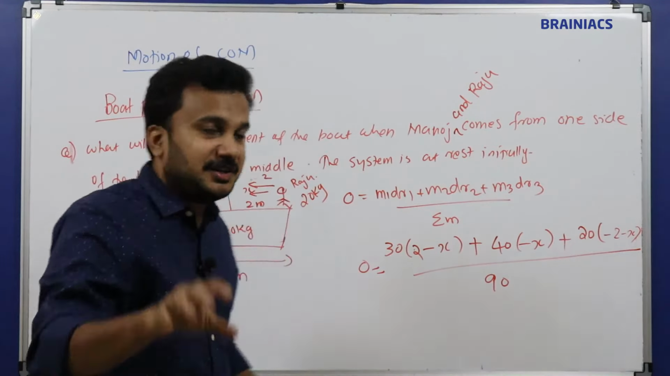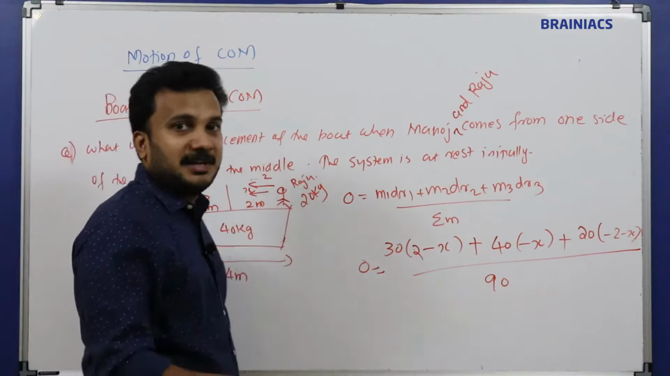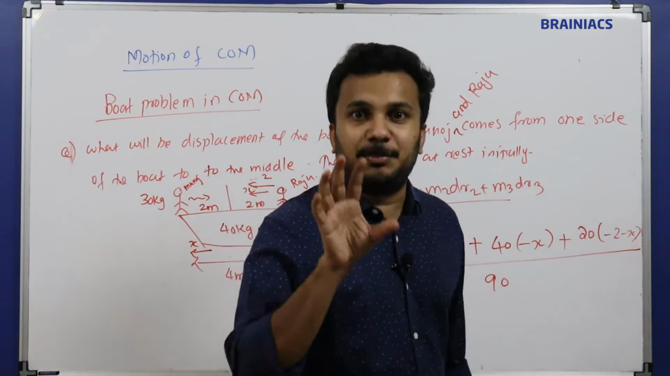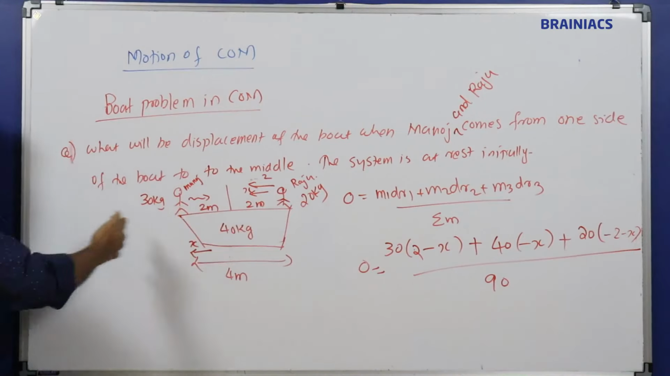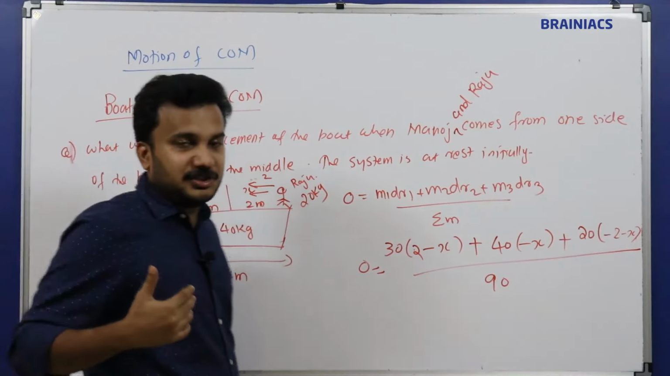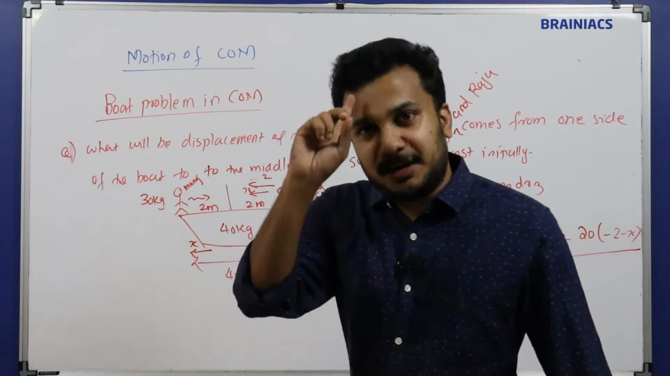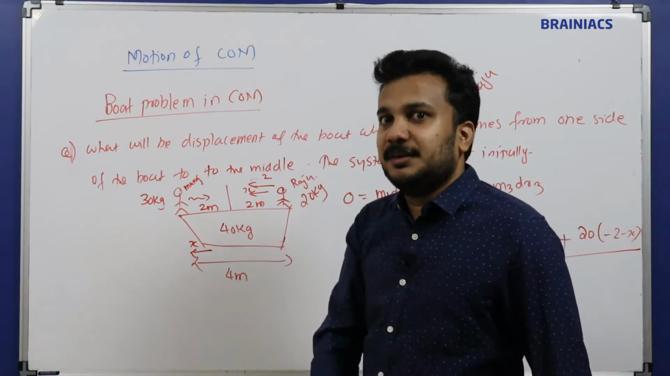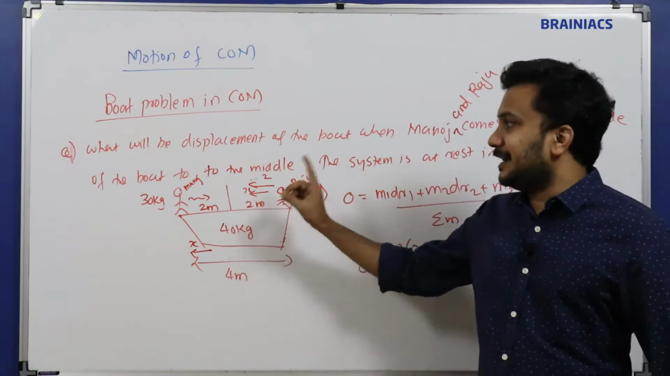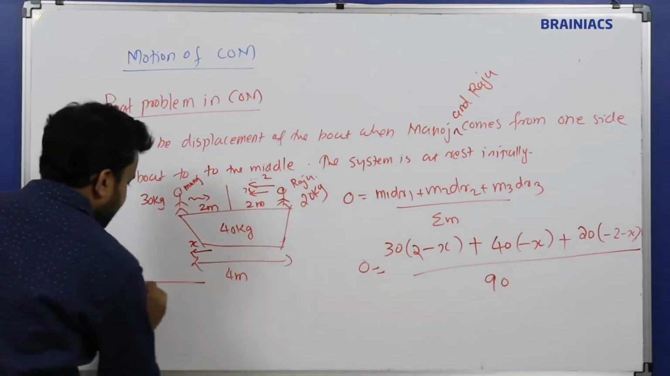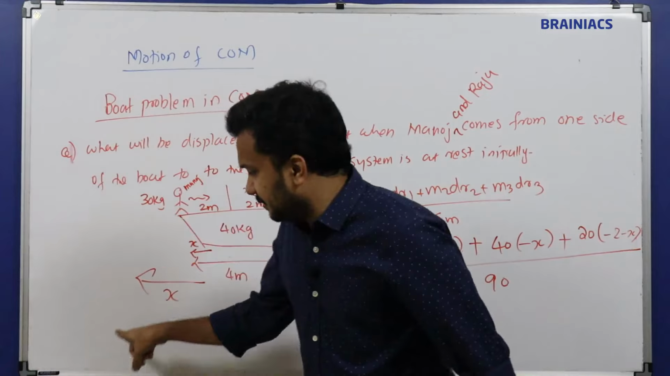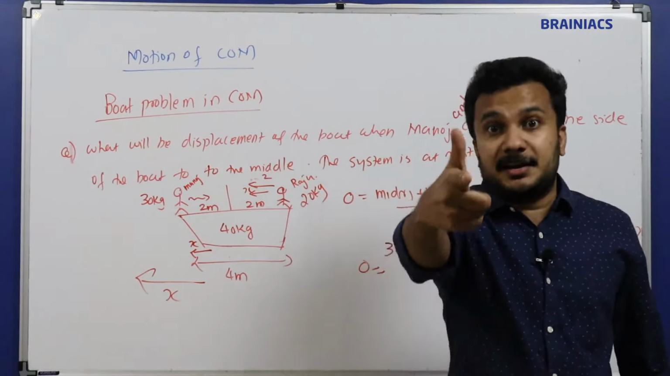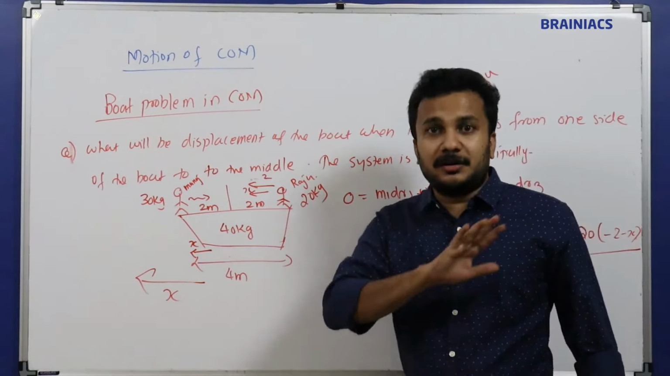Here my assumption is that x is the displacement given by the boat in a particular direction. In which direction? I am considering in this direction. This is the direction I am assuming the boat is moving. If I am getting the answer as positive, then whatever I have taken for x is correct. Now my x is in this direction. If I am getting a positive answer, my assumption is correct. If I am getting a negative answer, my assumption here is not correct.